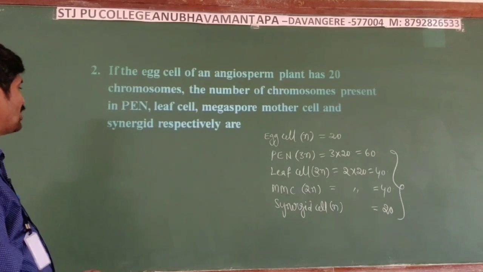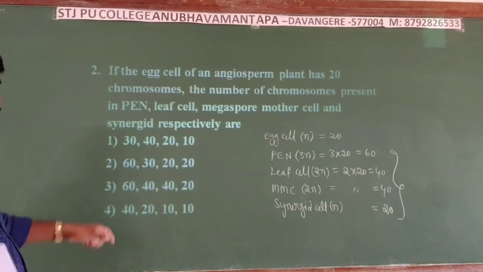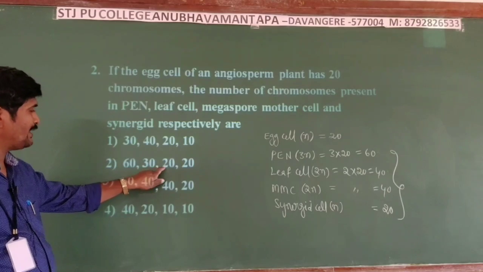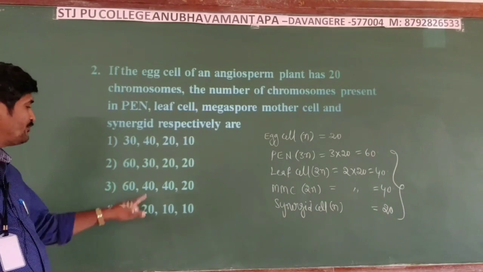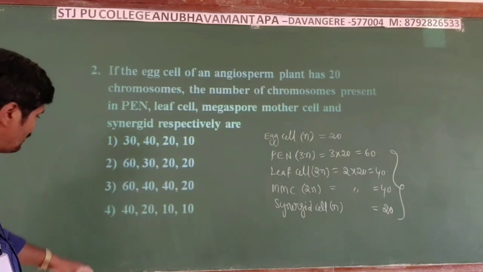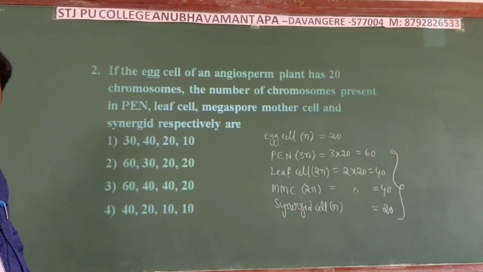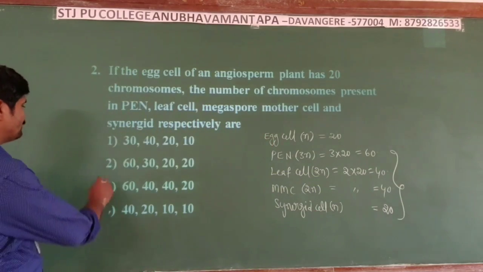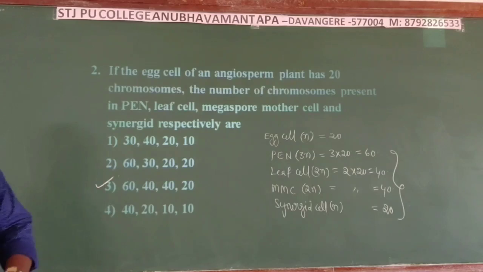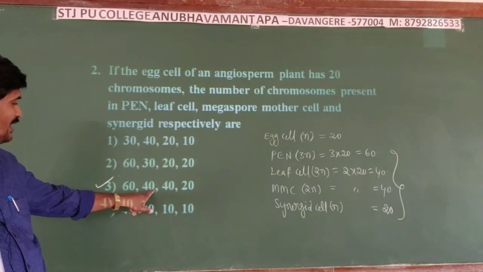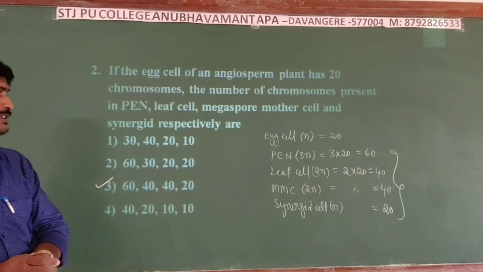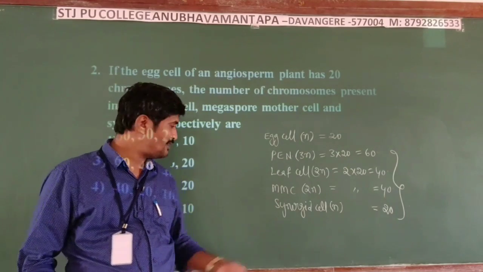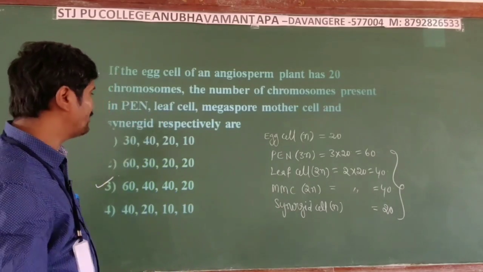See now options. See in first option 30, 40, 20, 10. Second, 60, 30, 20, 20. Third one, 60, 40, 40, 20. Fourth one, 40, 20, 10, 10. Which option is correct? 60, 40, 40, 20. See here, third option is correct. 60, 40, 40, 20. So that is the respective chromosomes present in primary endosperm nucleus, leaf cell, megaspore mother cell, and the synergid cells. Okay, next one.